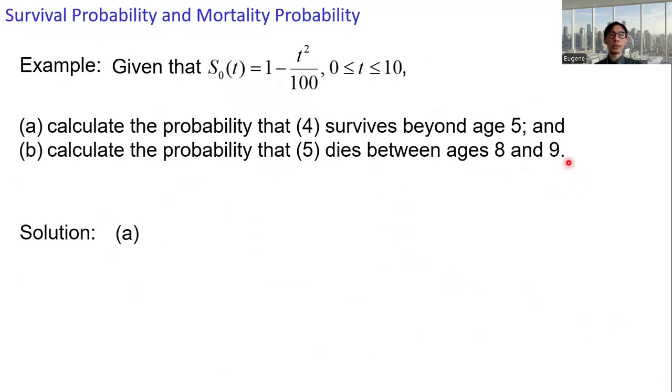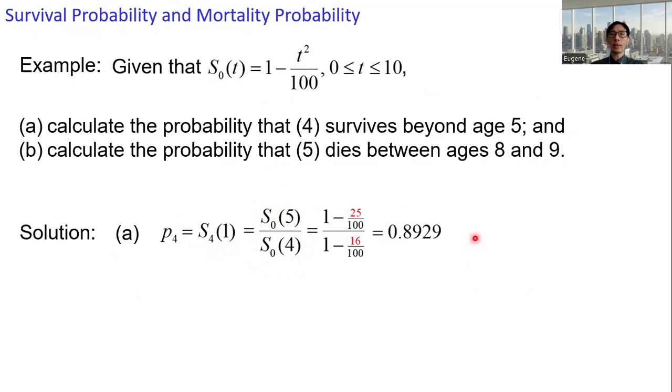All right, part A, the corresponding actuarial notation is p4. Expressed in terms of the survival function, this is S4 of 1. Transform into an expression involving S0. This is S0 of 5 over S0 of 4. Do the substitution t equals 5 and t equals 4 respectively, and then we get the probability 0.8929.